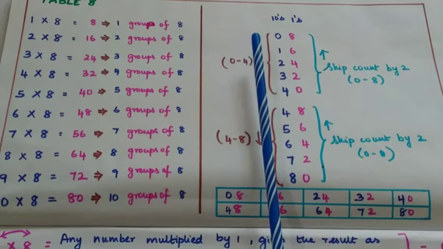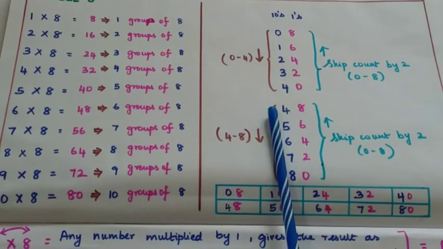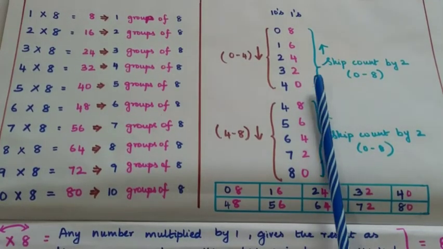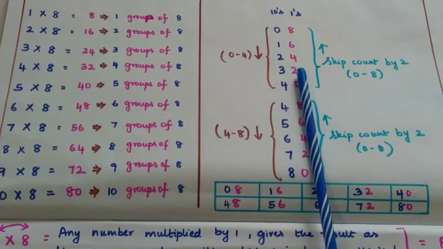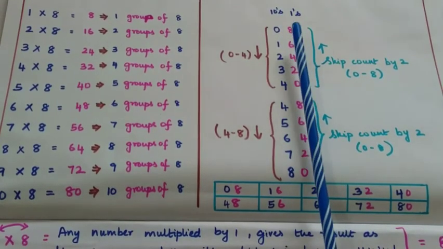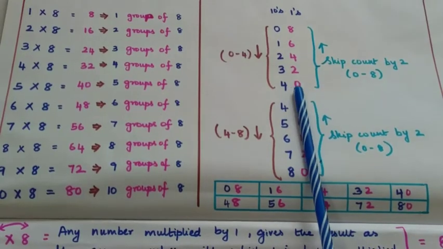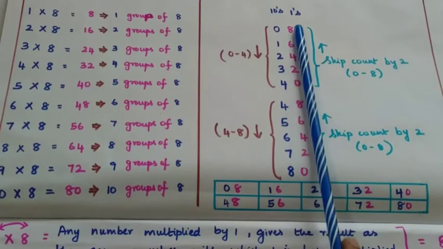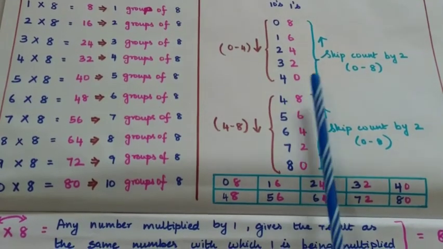If you look at the tens digits, they are nothing but 0, 1, 2, 3, 4 and 4, 5, 6, 7, 8. And when you observe the ones digits, you need to start from 8 and count backwards by skip counting in 2s. So 8, 6, 4, 2, 0. Or you can start from the tens digit 4 and write 0, 2, 4, 6, 8. Whichever way is easier for you, you can follow it.